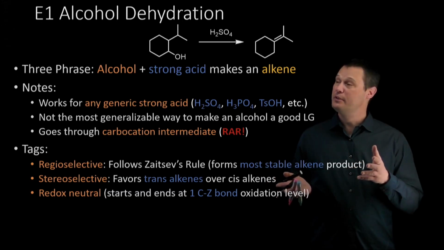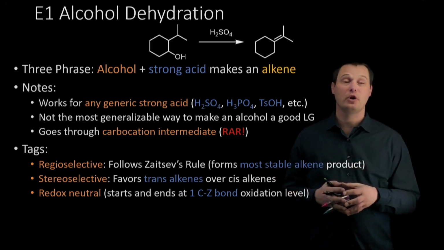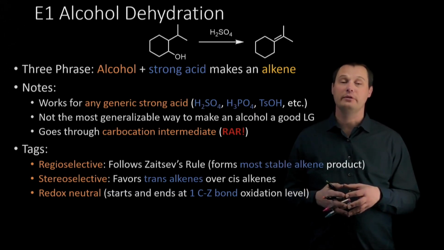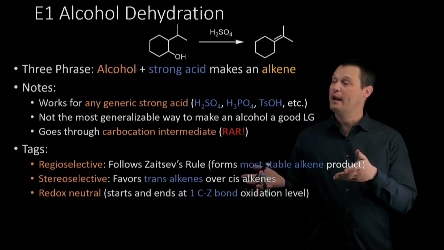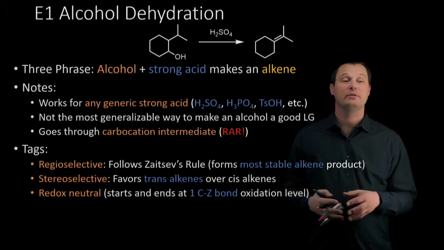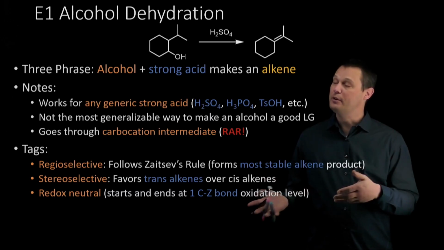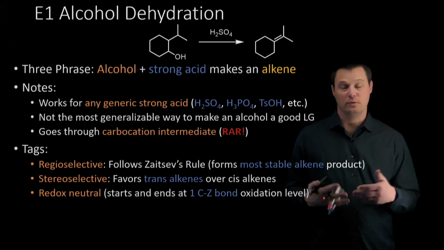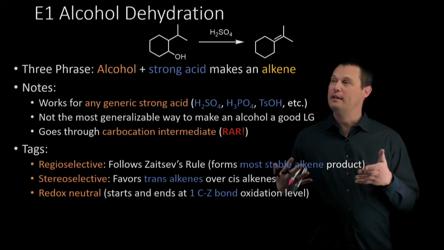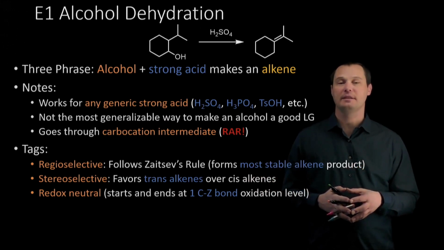Some notes for this reaction: it works for really any generic strong acid. As I mentioned, it is not the most generalizable way to turn an alcohol into a good leaving group. And do be careful, it goes through a carbocation intermediate and you have to watch out for rearrangement. Some tags for this reaction: it is regioselective, it follows Zaitsev's rule. It is also stereoselective, it will favor trans alkenes over cis alkenes, which is another application of Zaitsev's rule. And it is redox neutral. The alcohol and the alkene are both at the one C-Z bond oxidation level.